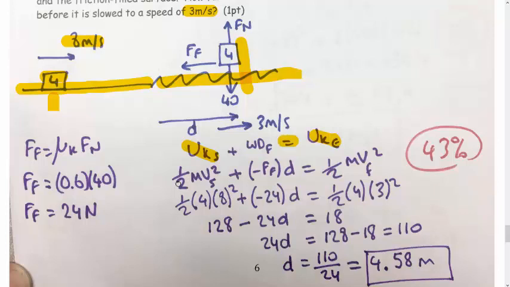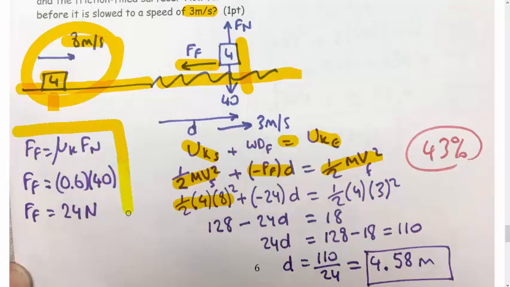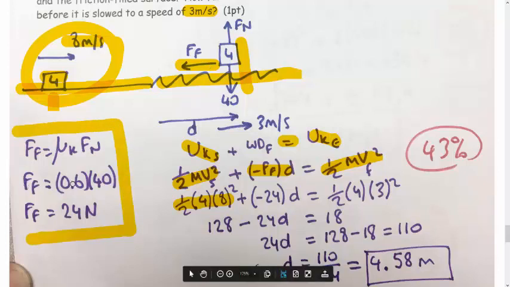And I say, well, a half mv squared plus, well, the work done by friction is minus Ff times d, Ff is in the negative direction, is equal to the kinetic energy at the end. It's not 0 in this case because I didn't have you wait until the thing stopped. So it's a half m v final squared. And so we plug it in and we say half times 4 times 8 squared from here. And then I say, oh, I don't know what Ff is. So I say, well, Ff is equal to mu k times Fn. Ff equals 0.6 times 40. Ff is equal to 24.